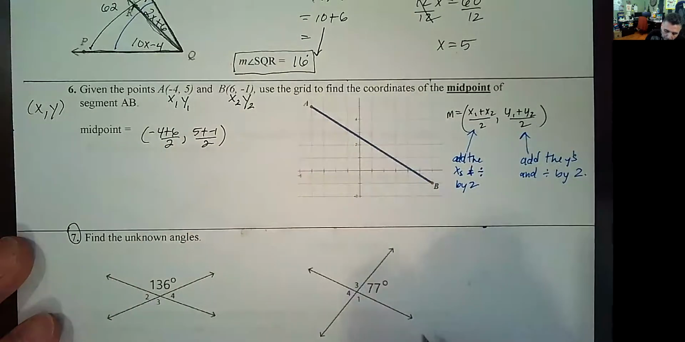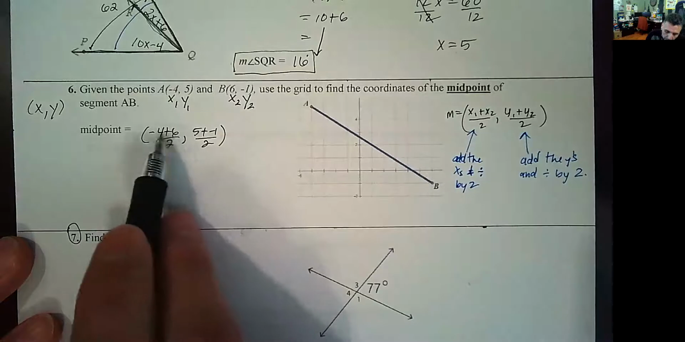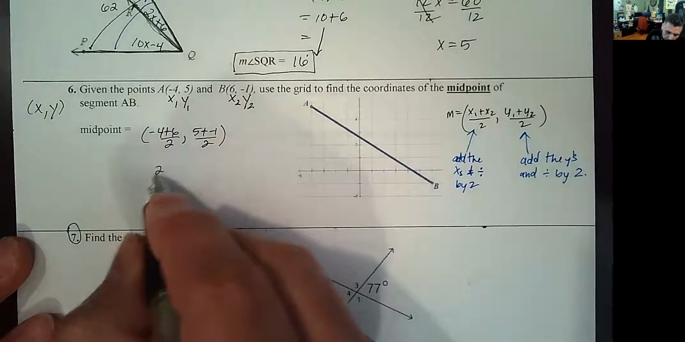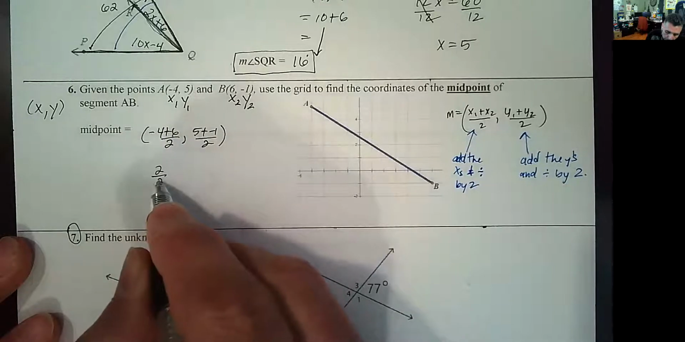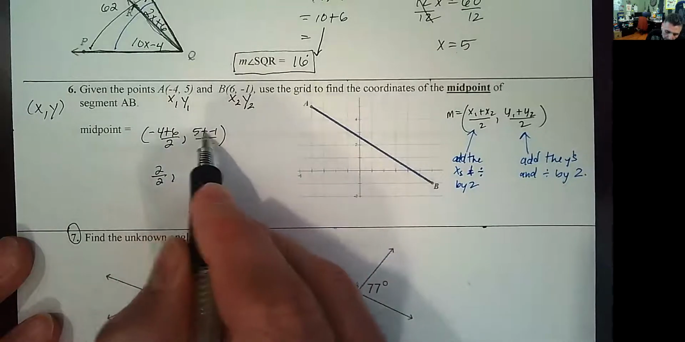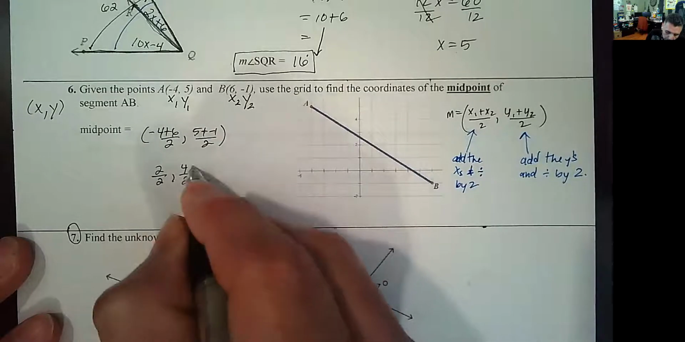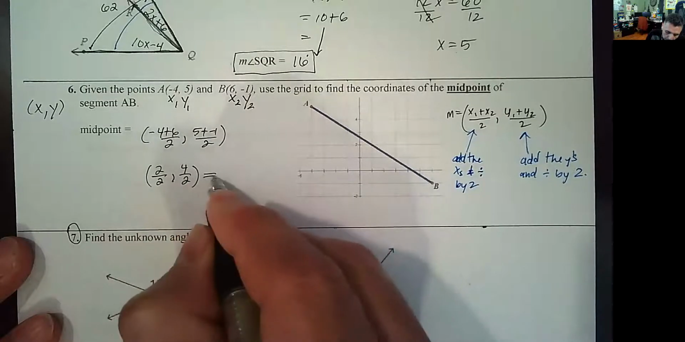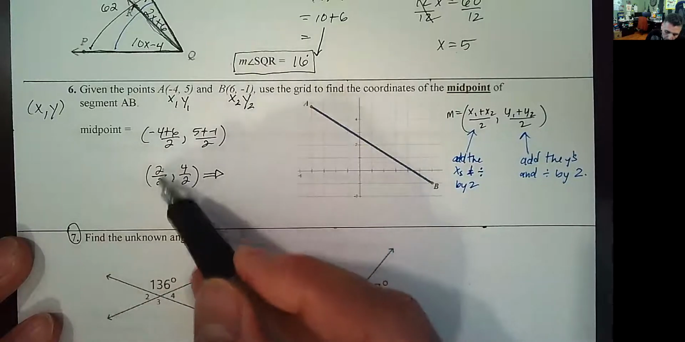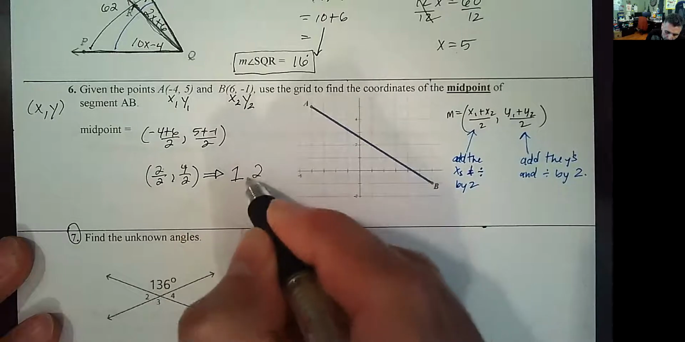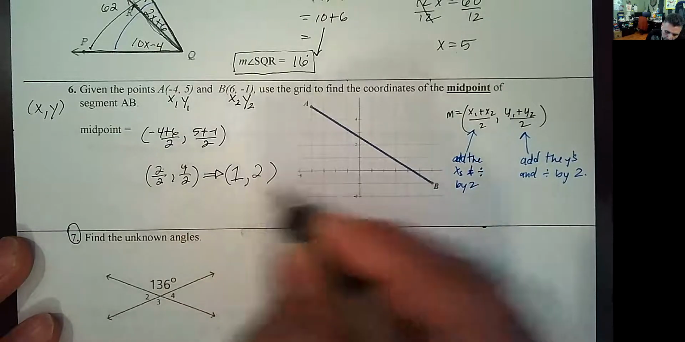Add them divided by 2. So if I simplify this, if I add the two top numbers, -4 plus 6, I get 2, and then I still have the divided by 2. If I add 5 and -1, I get 4, and then I still have the 2 on the bottom. And then finally, 2 divided by 2 is 1. 4 divided by 2 is 2. That's the midpoint.